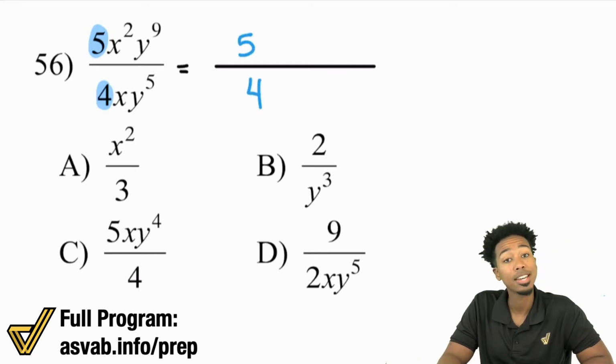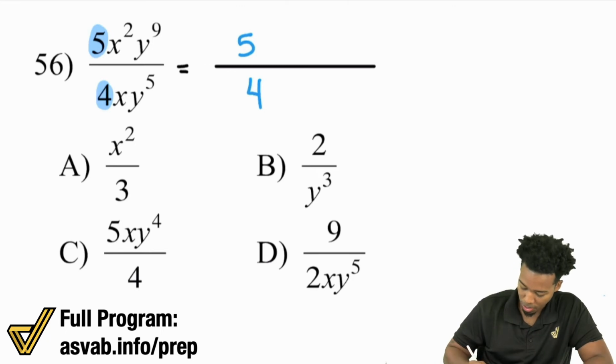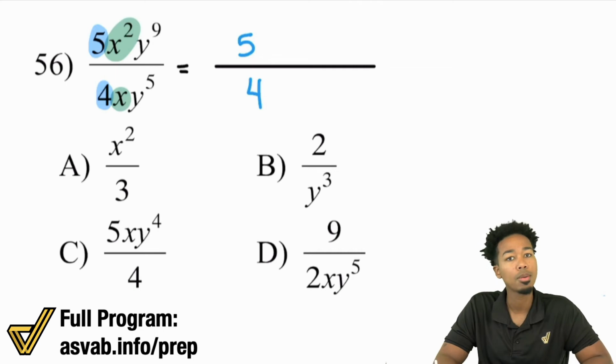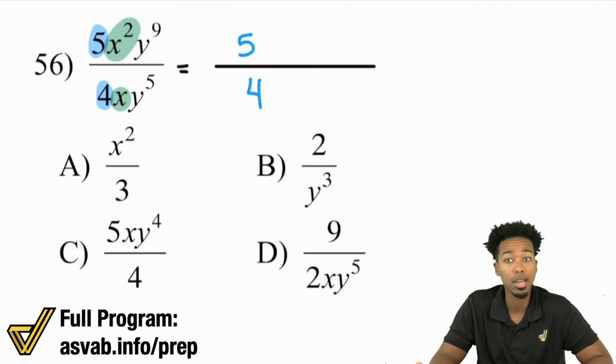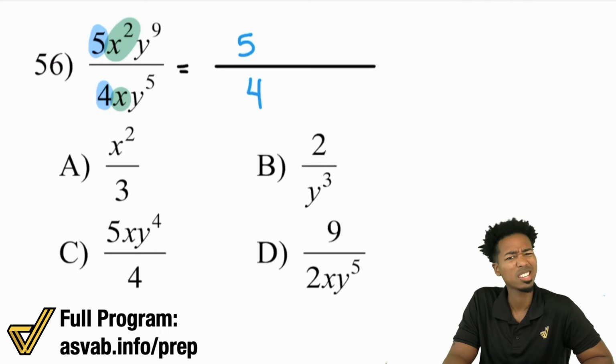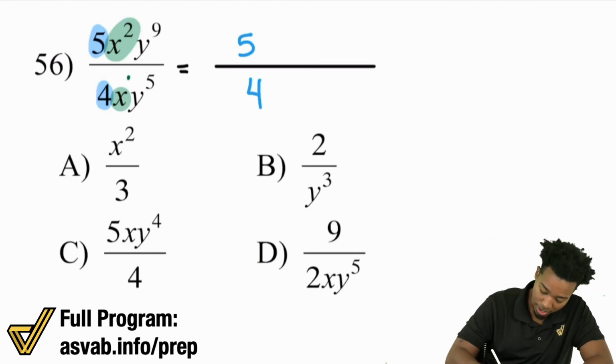Then we're gonna take care of the X's. So over here what we have is X squared up top and X in the denominator. Remember, what we're doing is canceling out. The idea is subtract those exponents and keep it where the bigger one was. So if we have X squared up top, what's the exponent on just X? One. Remember, it is just a one right here. That is an exponent of one.